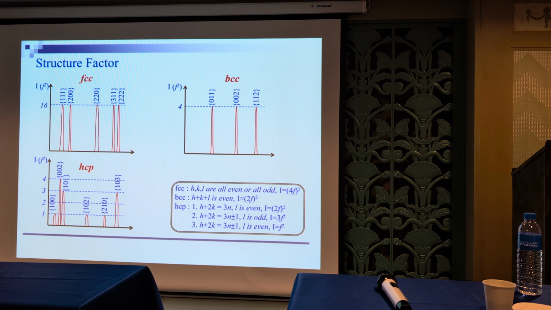Okay, so here is the case that the structure factor will give you different peaks. So for example, for FCC, there's a 111, 200. There is no 001 peak or 011 peak. There's only all even or all odd peaks in the FCC phase. In the BCC case, there are their own peaks, and HCP also has its own rule.